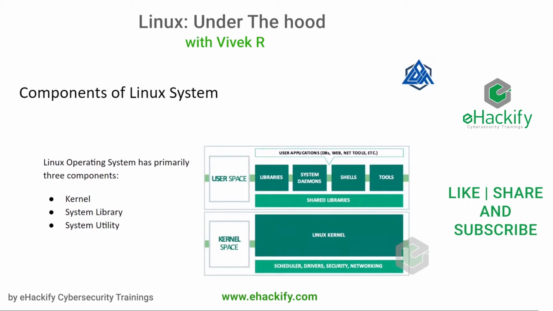Again, the user space is divided into two: the system library and the system utility. So what is system utility? System utilities are the applications that we use. The documents, the video players, the MP3 players, everything comes under system utilities. And system libraries in Linux is a set of C code, and it is known as libc. It is actually a wrapper function to make things happen for the kernel.